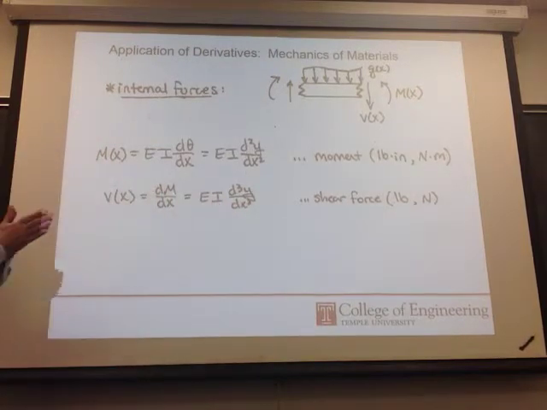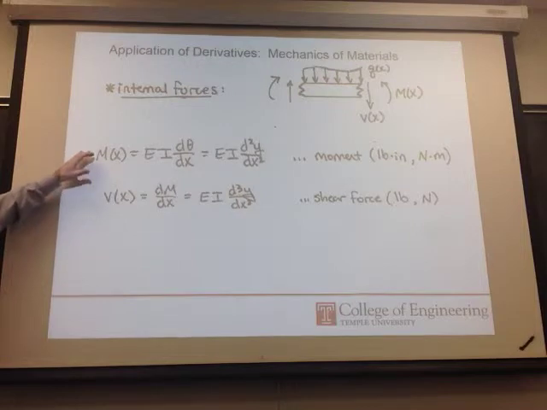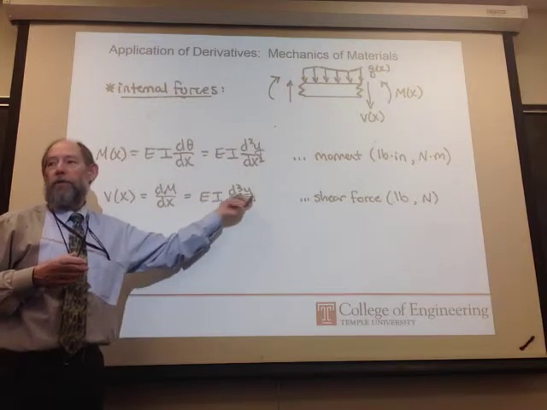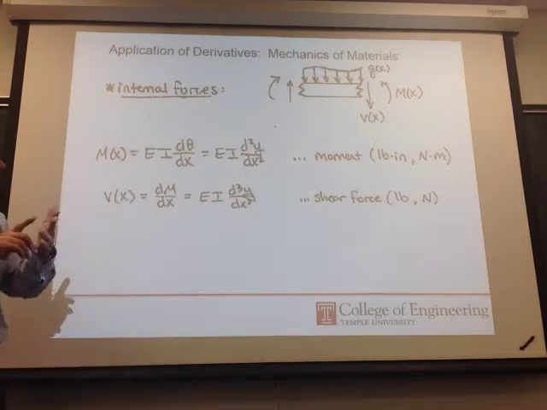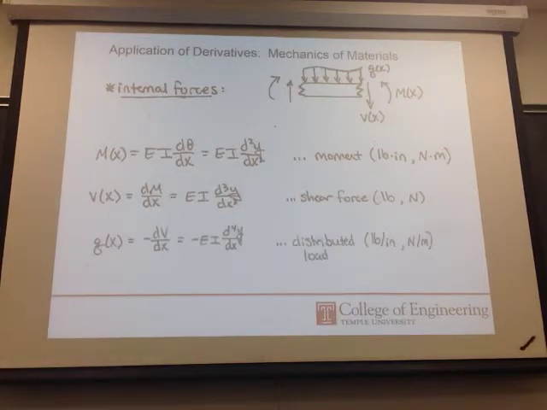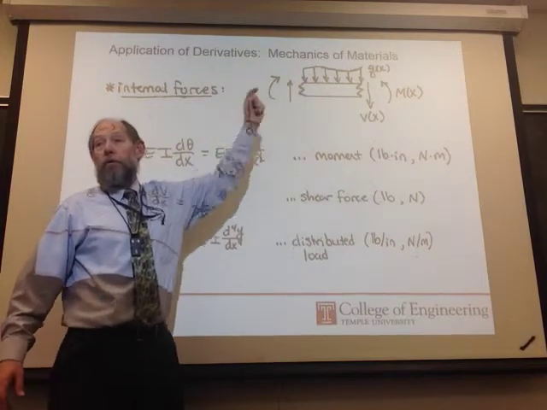But the derivative of the moment is the third derivative of position. So all I'm trying to show you here is that you can get all of these various parameters and describe how this beam is going to function by taking successive derivatives of position. The first derivative will tell you the slope of the beam. The second derivative will tell you the moment. The third derivative will tell you the shear force. And if you take the fourth derivative, it gives you that distributed load.